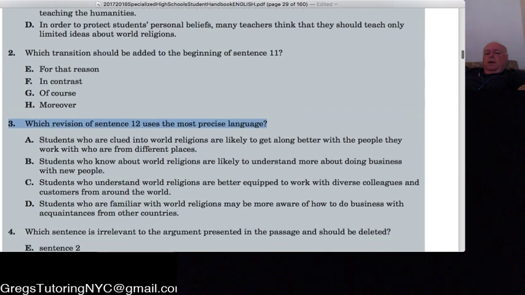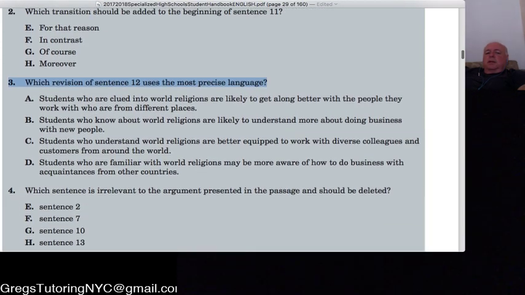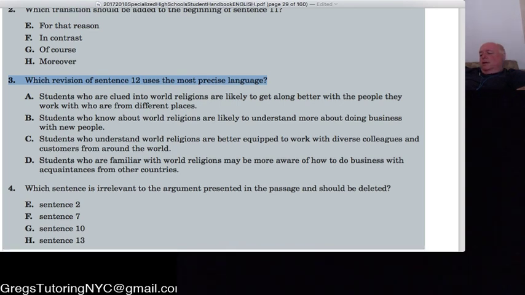Okay, D. Which sentence is irrelevant to the argument presented in the passage and should be deleted? Okay, so for now, hopefully, it might be best for you guys to stop the stream if you're not live, reread the whole passage again, just so you can get this. Or if you're on board, let's do this, because this is going to be super awkward bouncing back and forth on the stream. So, which sentence is irrelevant to the argument presented in the passage and should be deleted?